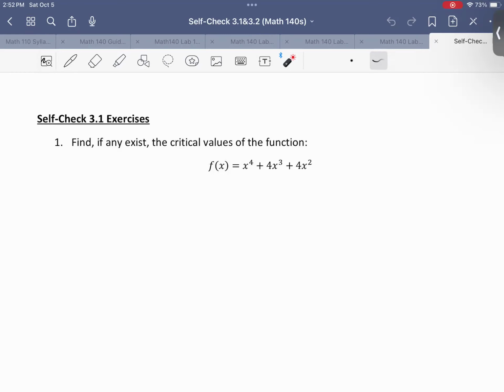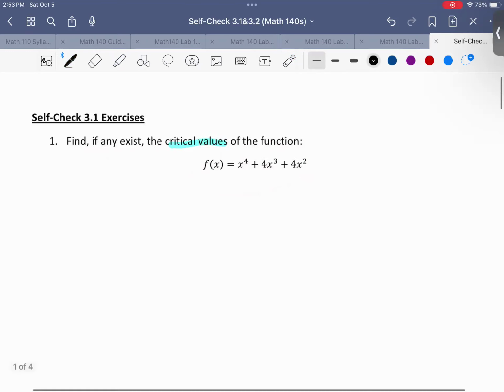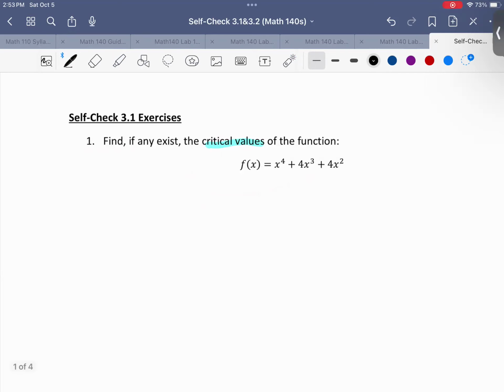So number one says, find, if any exists, the critical values of this function. We have a function f of x equals x to the fourth plus 4x cubed plus 4x squared. The first thing we want to do to find a critical value is get the first derivative. So the first derivative becomes 4x cubed plus 12x squared plus 8x.